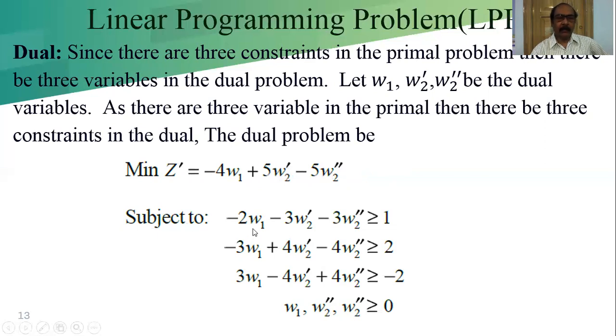Subject to the constraints minus 2w1 minus 3w2 dash minus 3w2 double dash greater than equal to 1. Minus 3w1 plus 4w2 dash minus 4w2 double dash greater than equal to 2. 3w1 minus 4w2 dash plus 4w2 double dash greater than equal to minus 2. And w1, w2 single dash, comma w2 double dash greater than equal to 0. This should be the single dash greater than equal to 0.